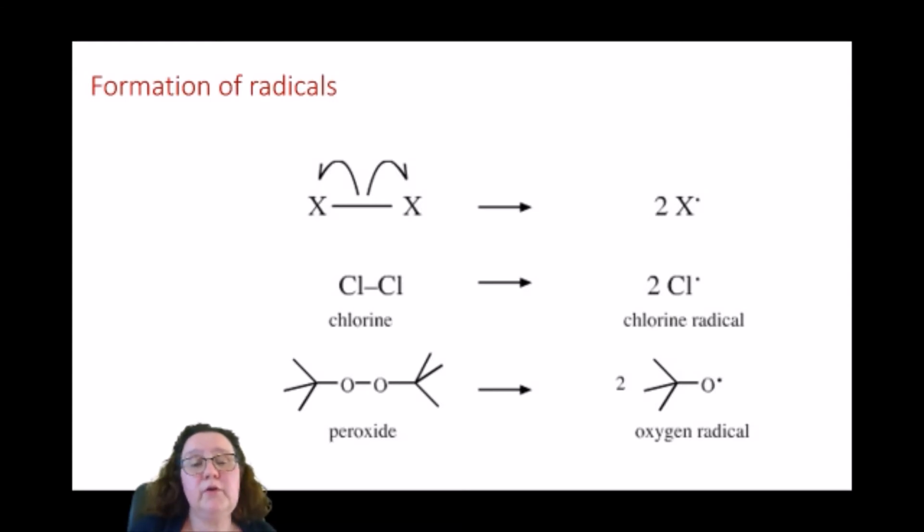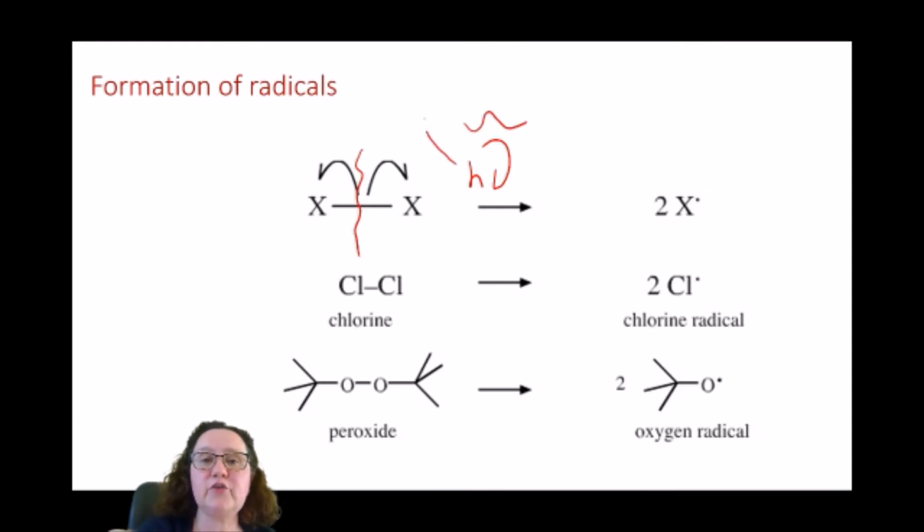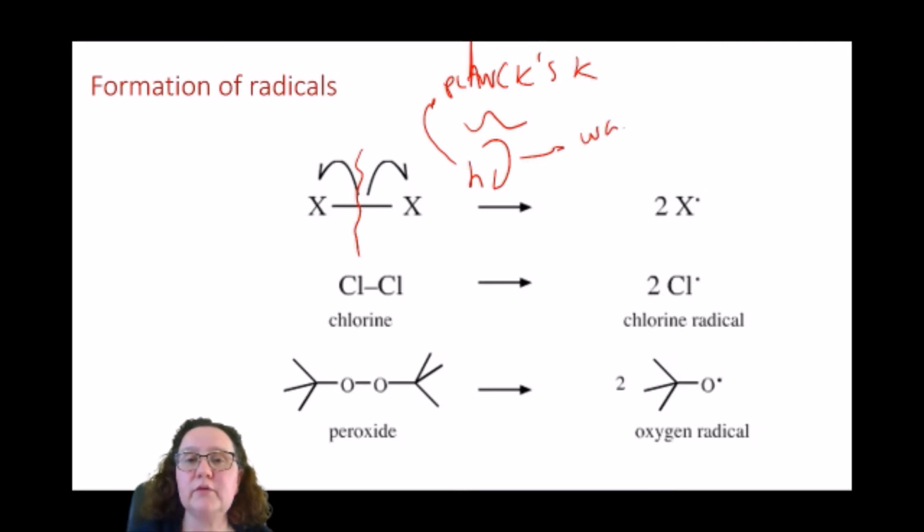So this is an example of a compound X2, two atoms bonded, sharing two electrons in a bond, and when the radiation of the right wavelength hits that bond, the bond splits down the middle, and each of the two elements walks away with one of the electrons from the bond. This is the generic way we have to express radiation. H is Planck's constant, and nu is the frequency.